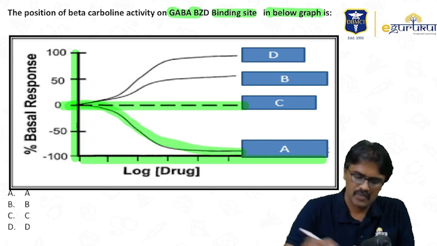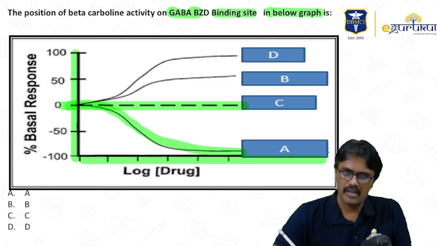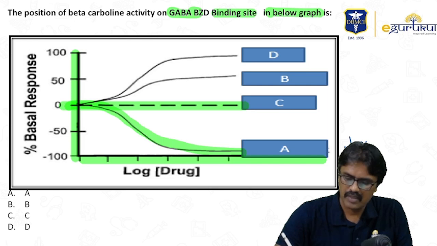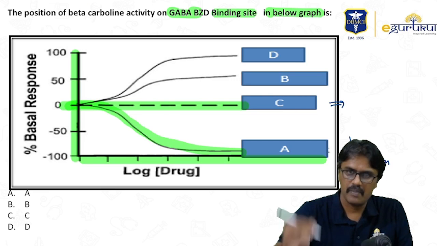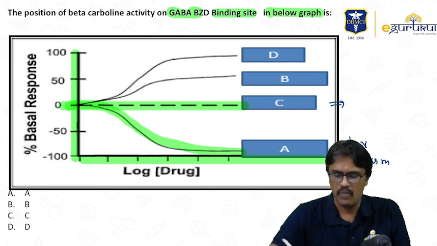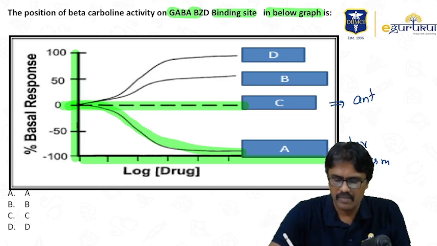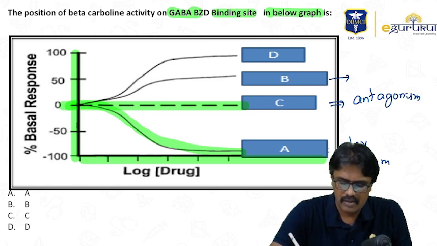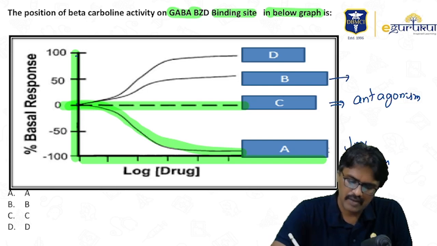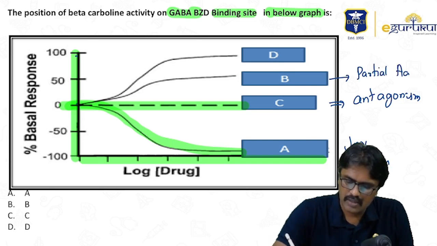So what is that? If you get a minus response, it is called inverse agonism. And if you don't get any response, the drug binds and no response, we call this antagonism. And if you get only in between 100 to 50, it is called partial agonism. And if you get this three, it is the full agonist.